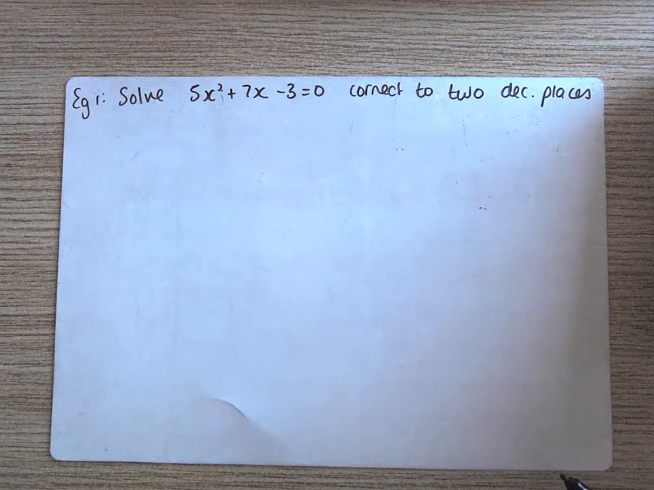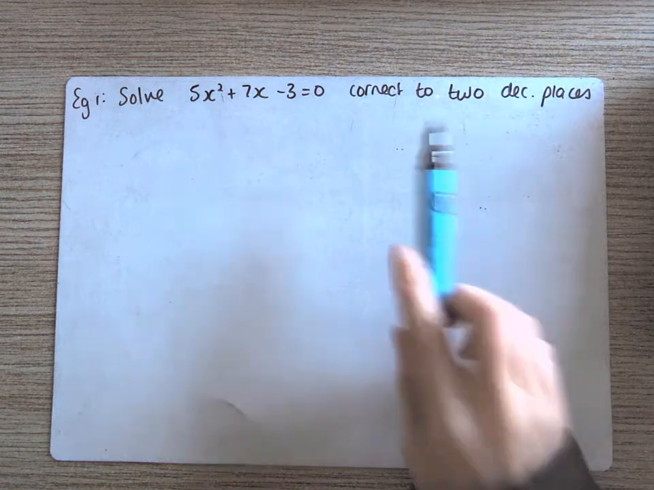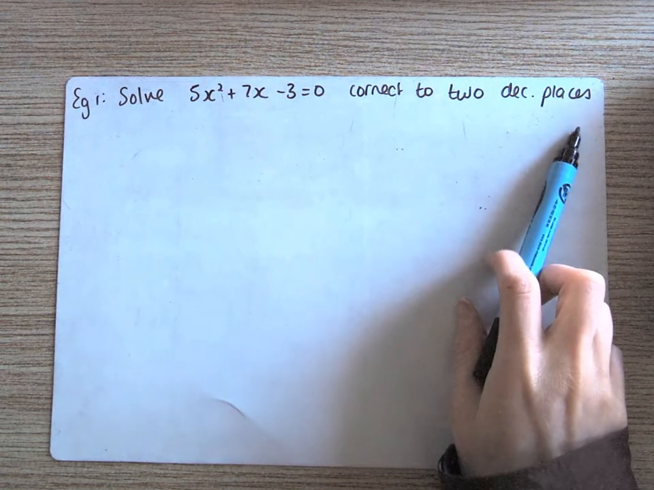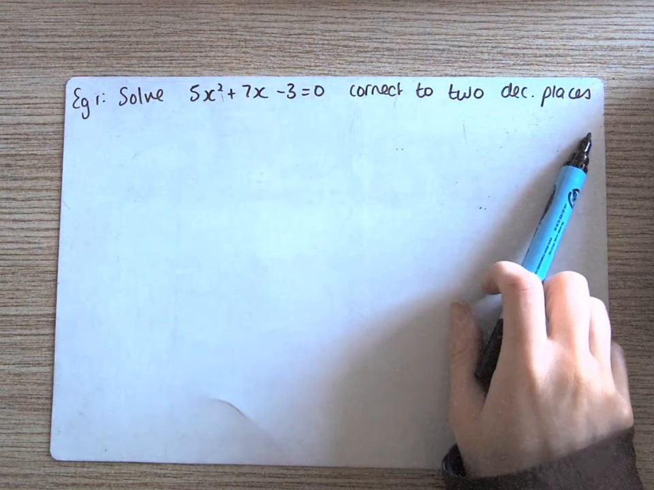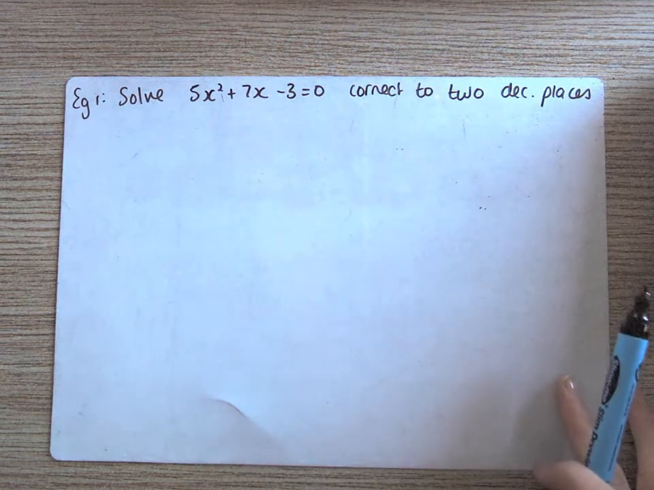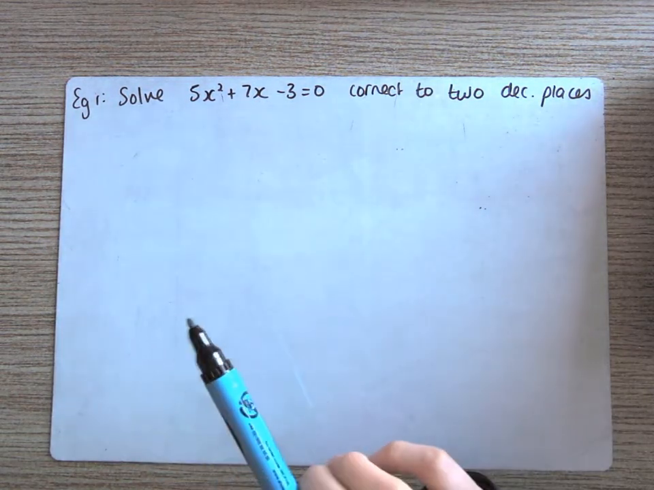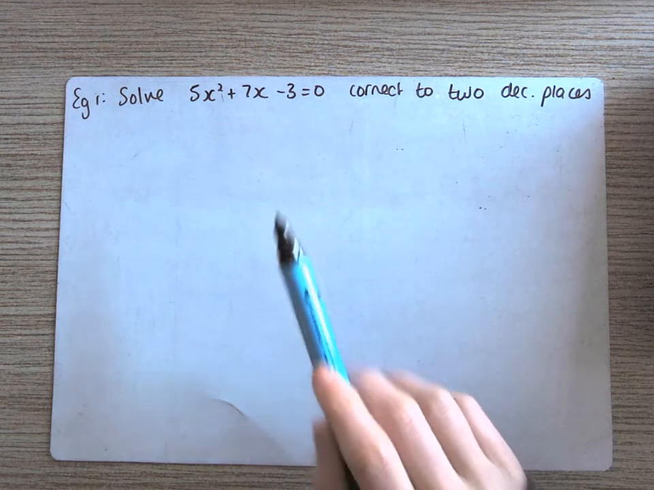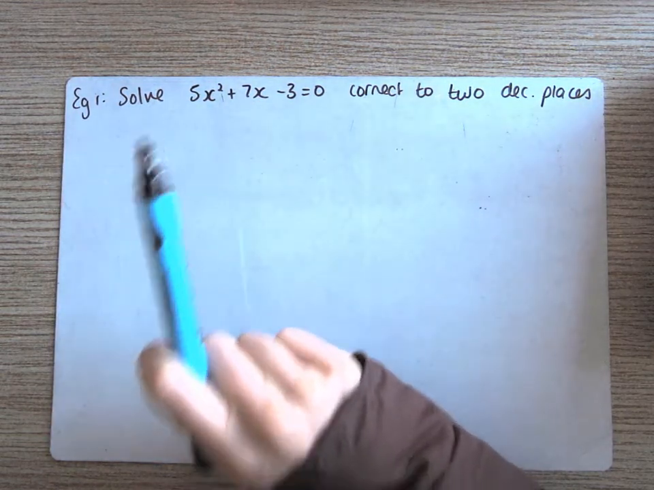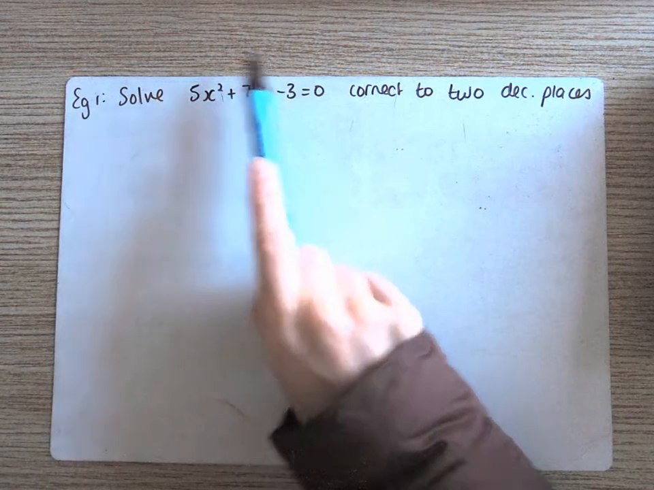Okay, a hint that you need to use the minus b formula is "correct to 2 decimal places." That's telling you you need to use the minus b formula. Or if they say "in surd form" (a surd is a square root), that's telling you you need to use the minus b formula. Okay?